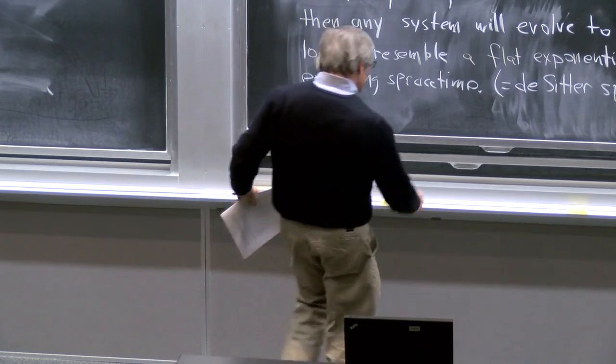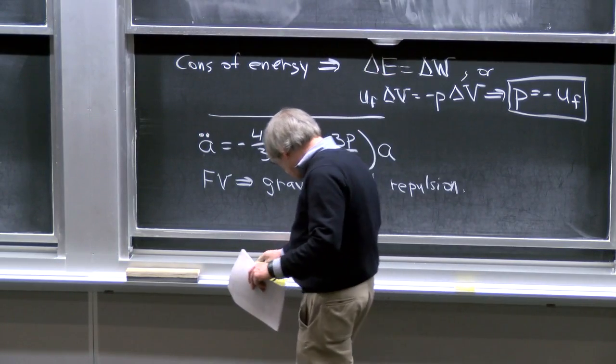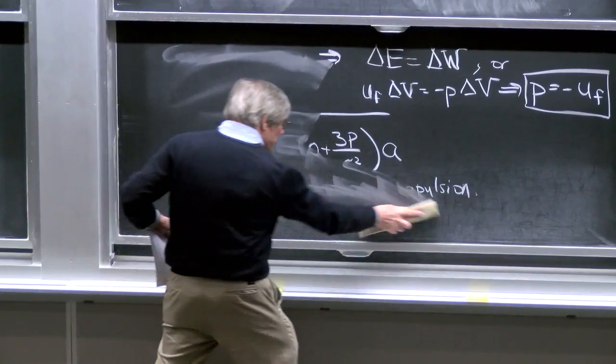Okay. Next thing I want to point out about the de Sitter spaces is that they have what are called event horizons.